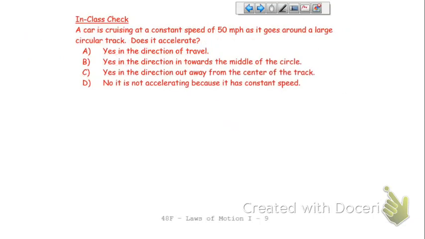Car is cruising at a constant speed of 50 miles an hour around a large circular track.